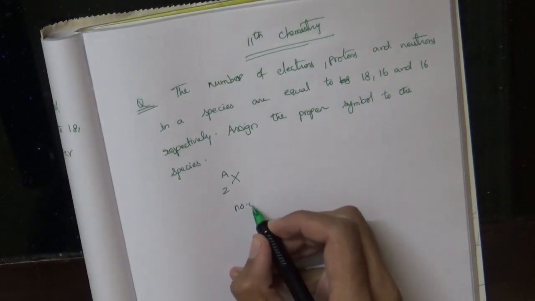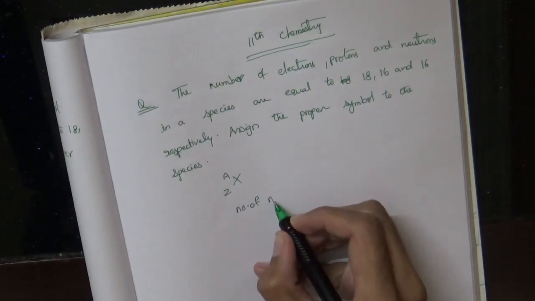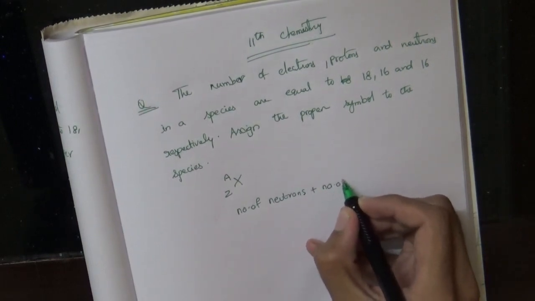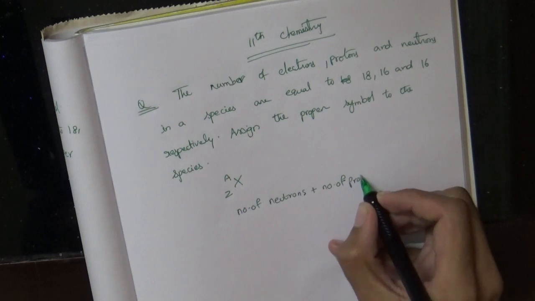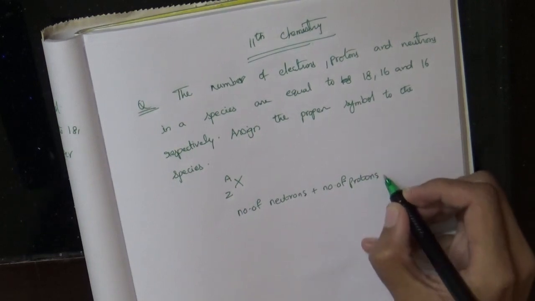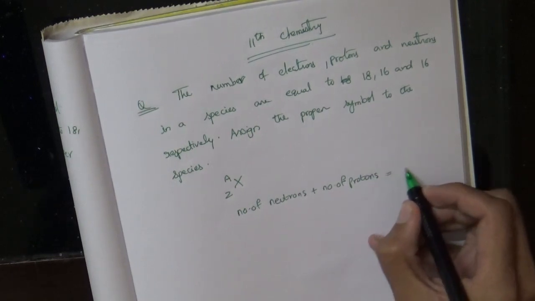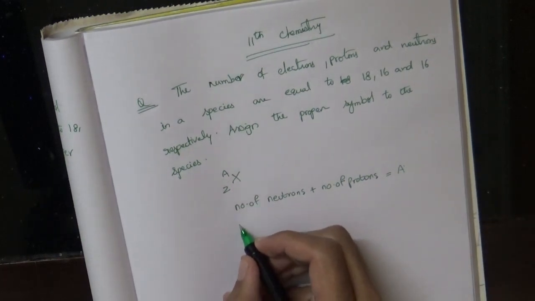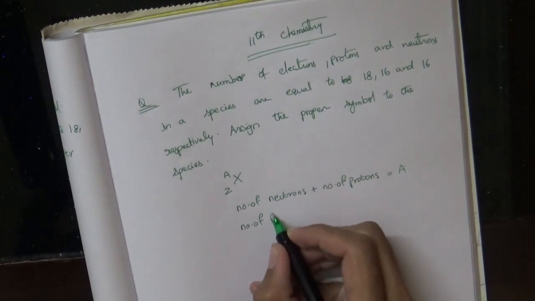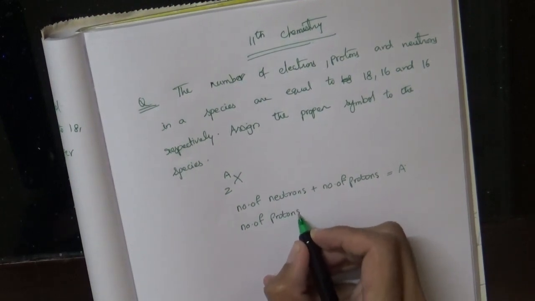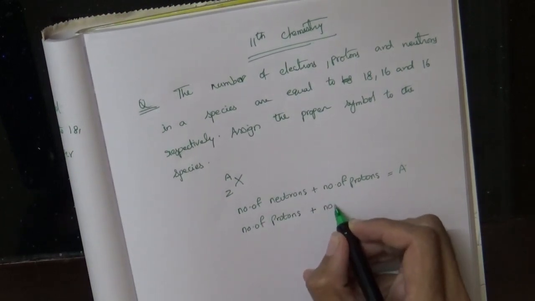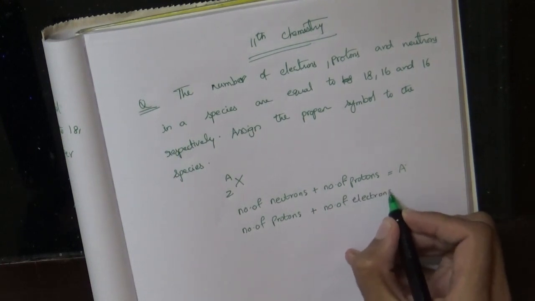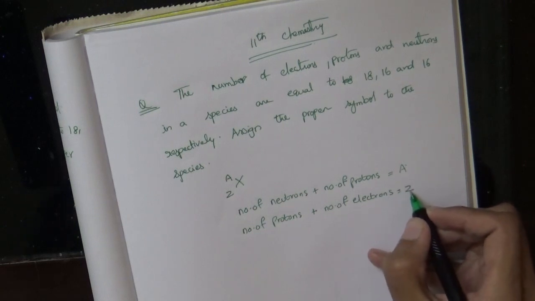So the number of neutrons plus the number of protons or electrons for a neutral species will be equal to the atomic mass, which is equal to A, and the number of protons plus the number of electrons will be equal to Z, which is the atomic number.